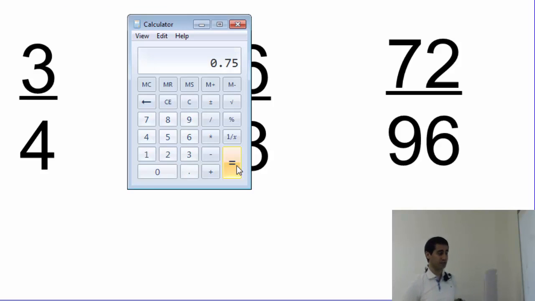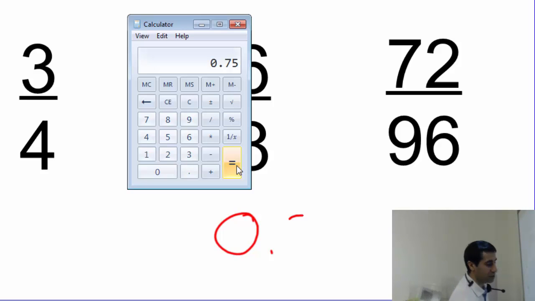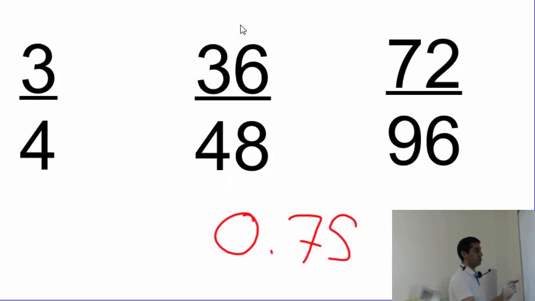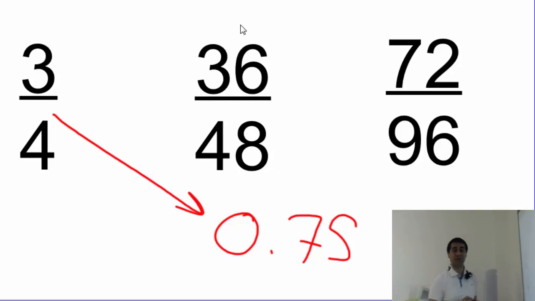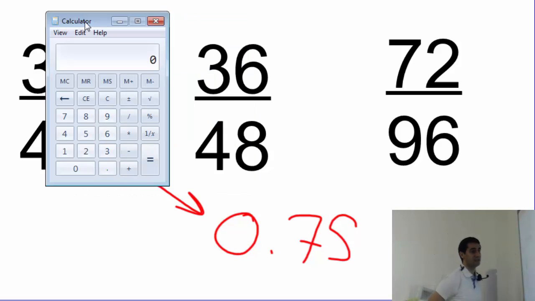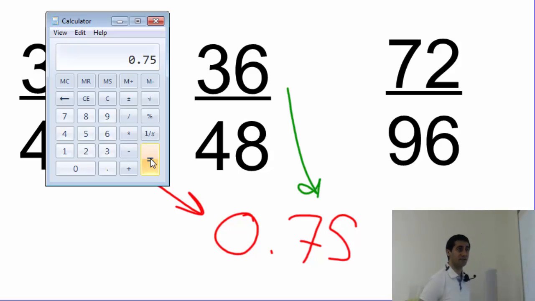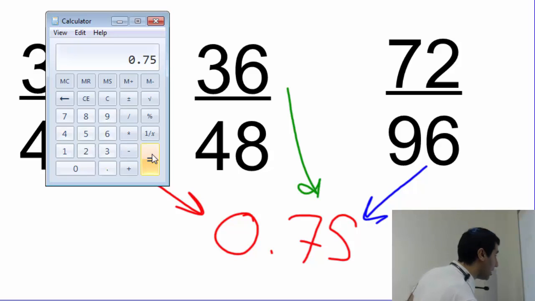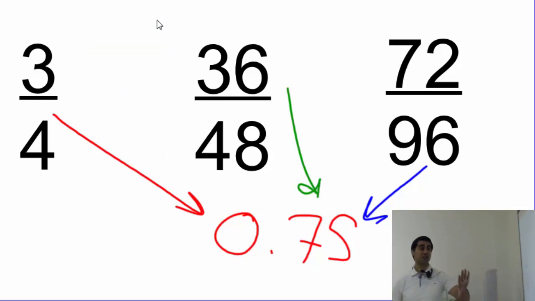We will get 0.75. Let's write that down. So you do 3 divided by 4, you will be getting 0.75. How about the other one? 36 divided by 48. That's equal to also 0.75. How about 72 over 96? That's also 0.75. In other words, the 3 different fractions you are looking at, they are the same number, same things.